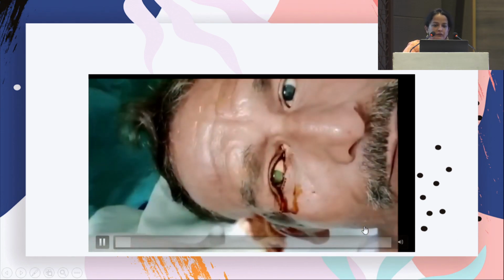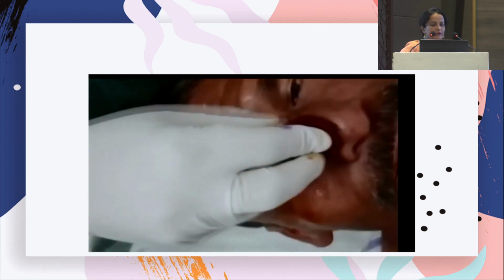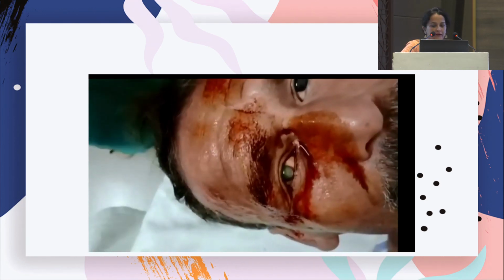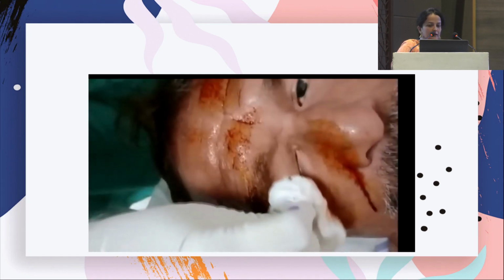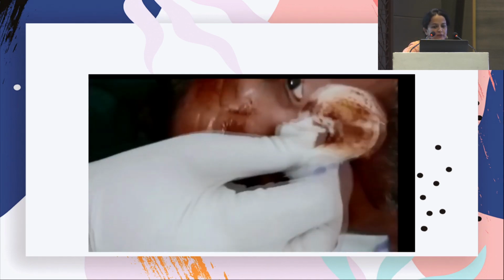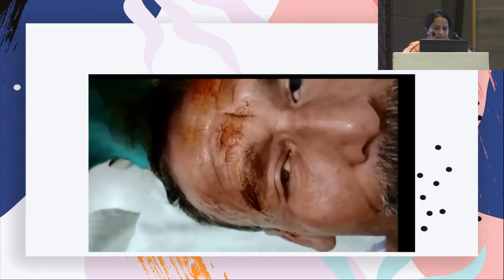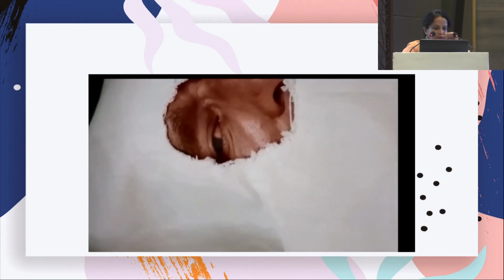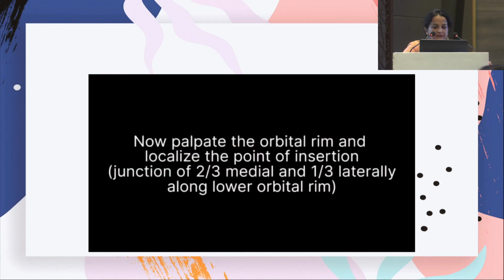So this is the video showing how to give the peribulbar. First of all, after instilling 2-3 drops of topical anesthetic drops like proparacaine, we need to clean the patient with povidone iodine solution. Then, as you know, povidone is the best antiseptic. It is antibacterial, fungicidal, and even acts on the viruses.